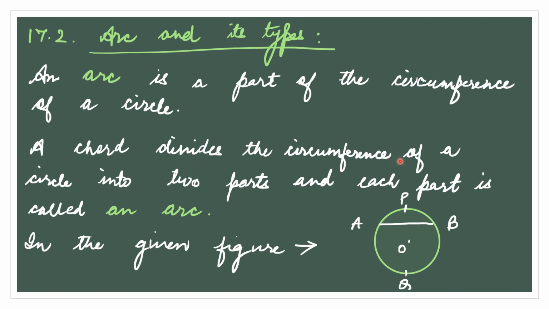A chord divides the circumference of a circle into two parts, and each part is called an arc. This chord AB is dividing this circle into two parts, that is APB and AQB. This is one arc and this is another arc. The circle is divided into two parts, the bigger part and the smaller part, as you can see in the given figure.